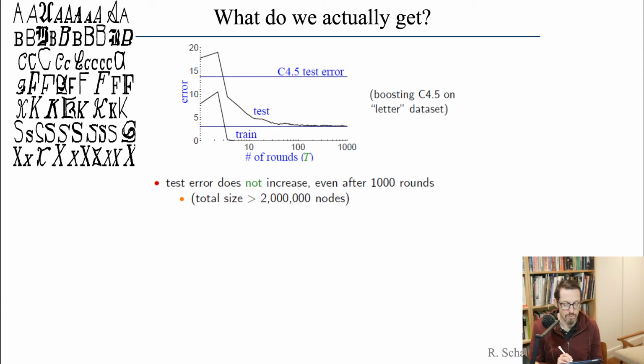And that's true even after we've gone through 1,000 rounds of classifier addition. So there are 1,000 classifiers in the ensemble. And if you count up all the nodes in all of those 1,000 trees, it goes over 2 million nodes. So this is a crazy complex classifier. Why doesn't it overfit?